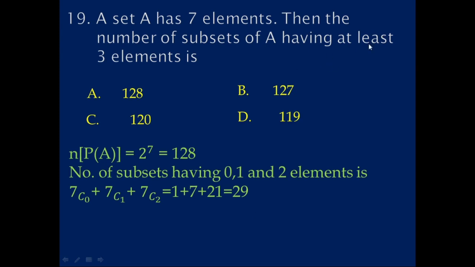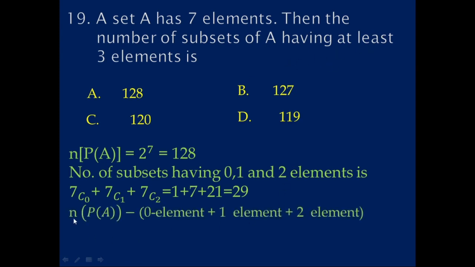But here it is asking at least 3 elements, therefore the number of elements of the power set of A minus the sets containing 0 elements, 1 element, 2 elements gives the subsets having at least 3 elements, that is 128 minus 29, its value is equal to 119. Therefore, option D is the right option.